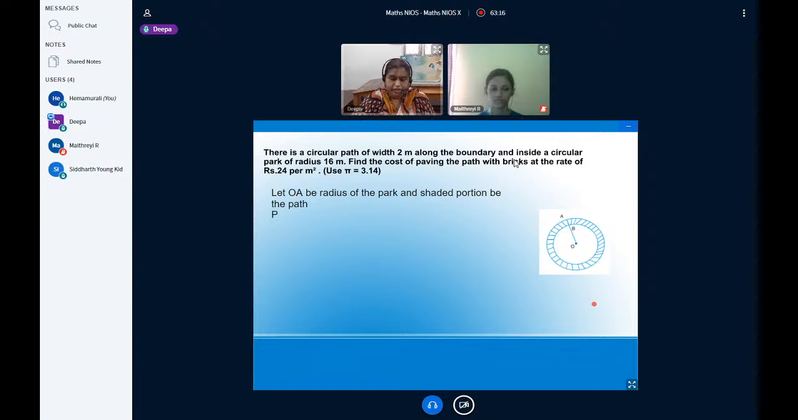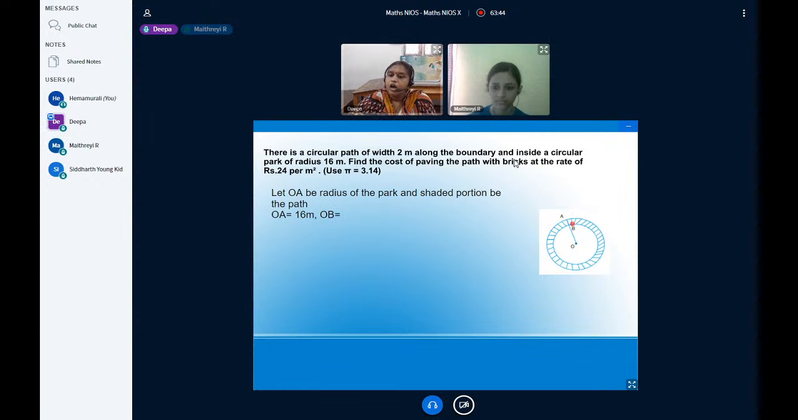Now, what is the OA? OA is equal to 16 meter. There is a circular path of width 2 meter along the boundary and inside a circular park of radius 16 meter. Okay, so OA is equal to 16 meters. So what will be the OB?